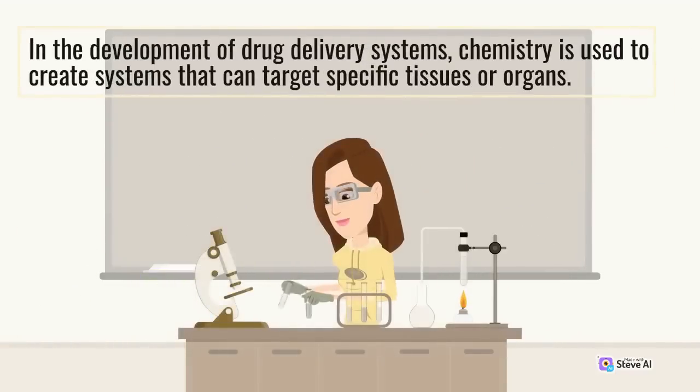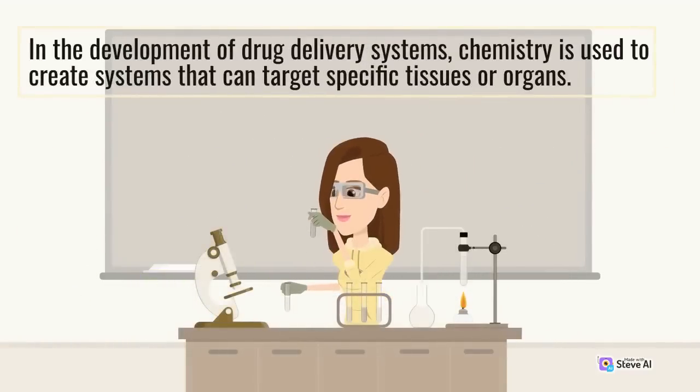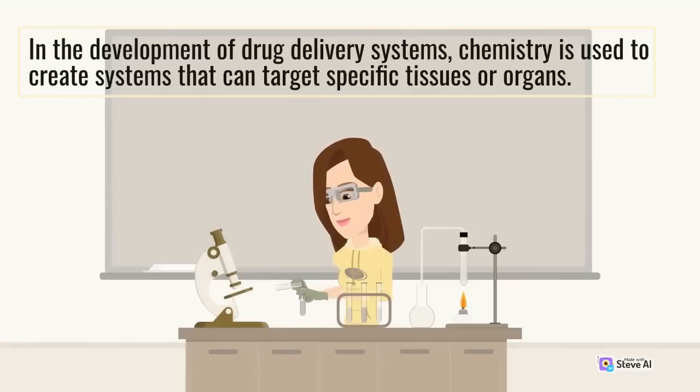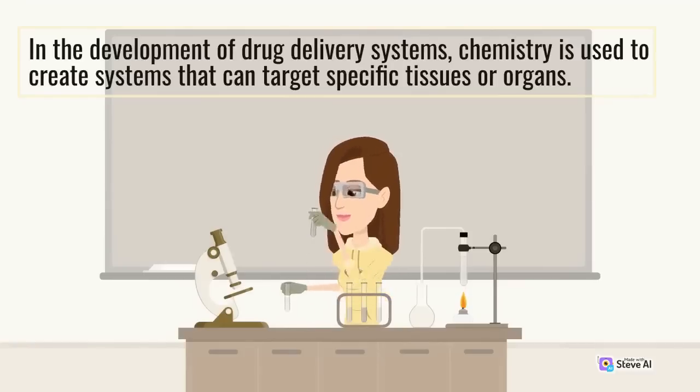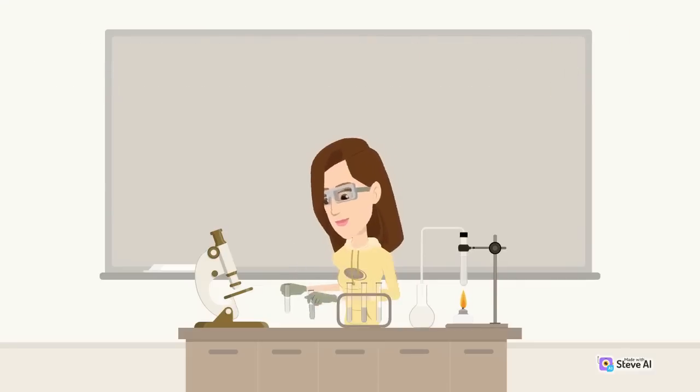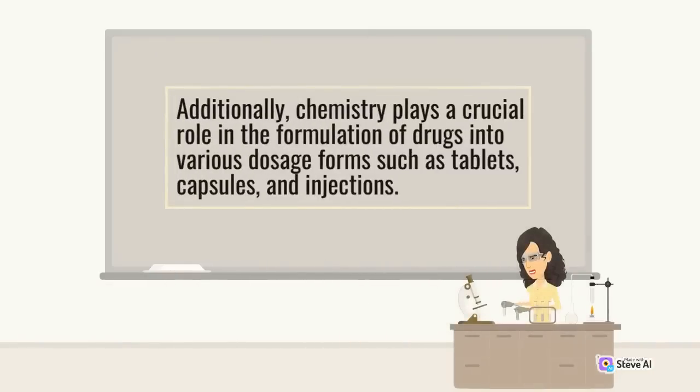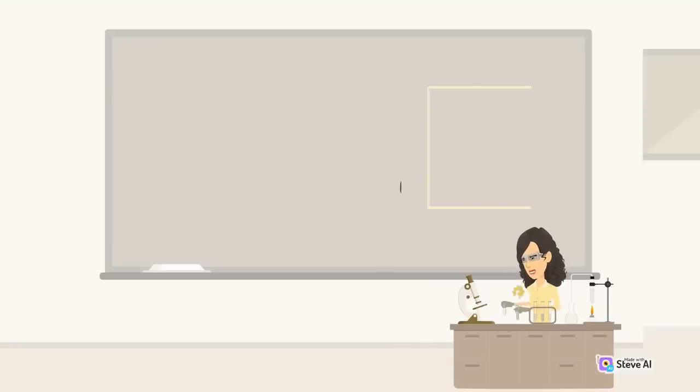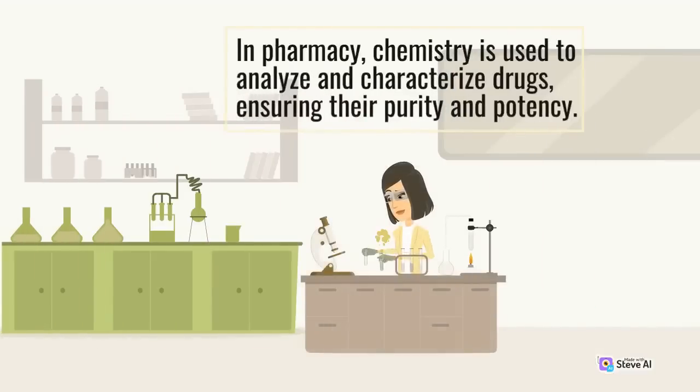In the development of drug delivery systems, chemistry is used to create systems that can target specific tissues or organs. Additionally, chemistry plays a crucial role in the formulation of drugs into various dosage forms such as tablets, capsules, and injections. In pharmacy, chemistry is used to analyze and characterize drugs, ensuring their purity and potency.